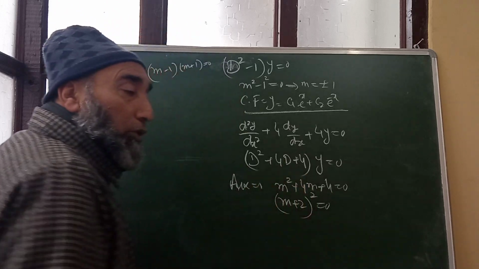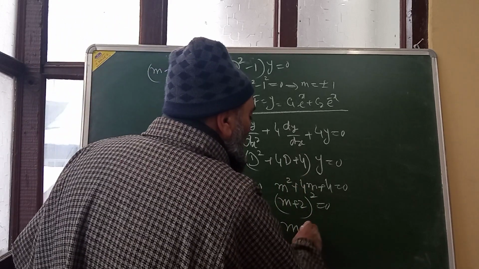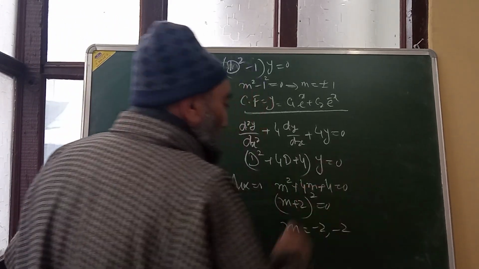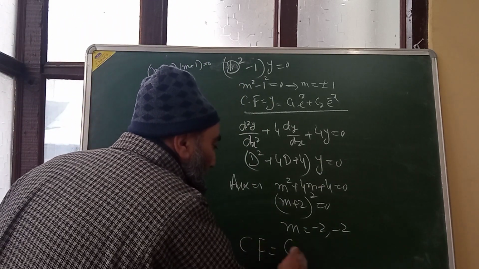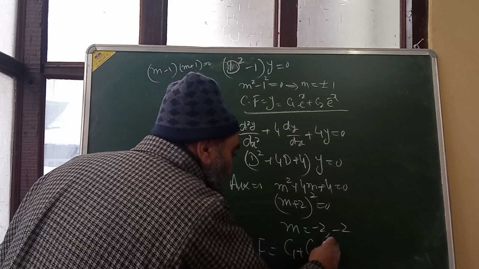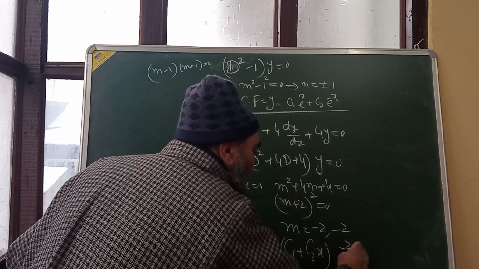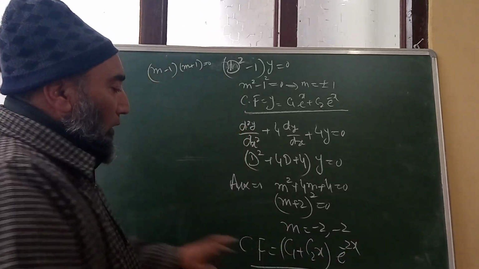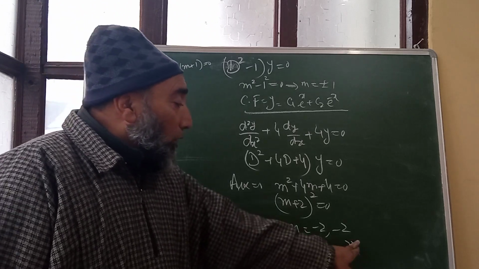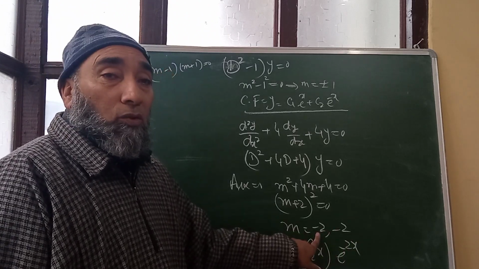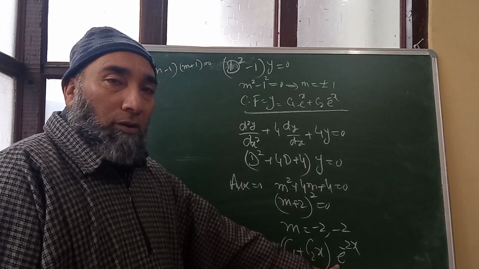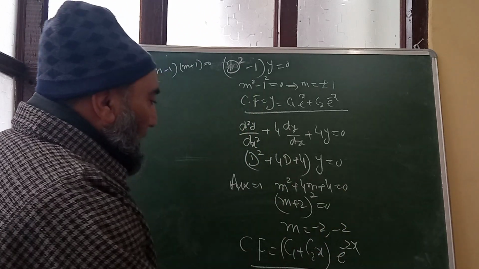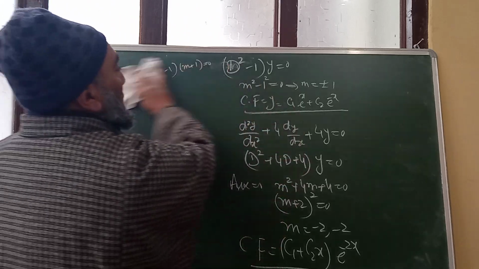Now see, this is the repetition. So m is equal to minus 2 and minus 2. What is the complementary function? It is c1 plus c2x e raised power minus 2x. c1 plus c2x e raised power mx. Your m is repeated, minus 2. So the solution is c1 plus c2x e raised power mx. Fine. Let me take up one more question.